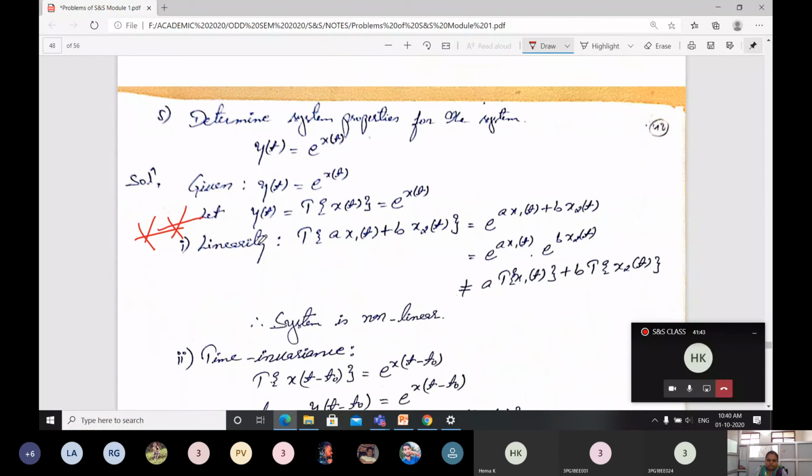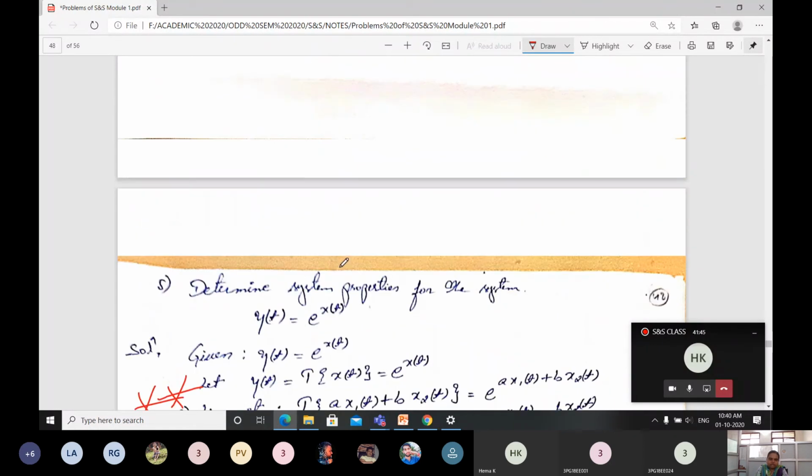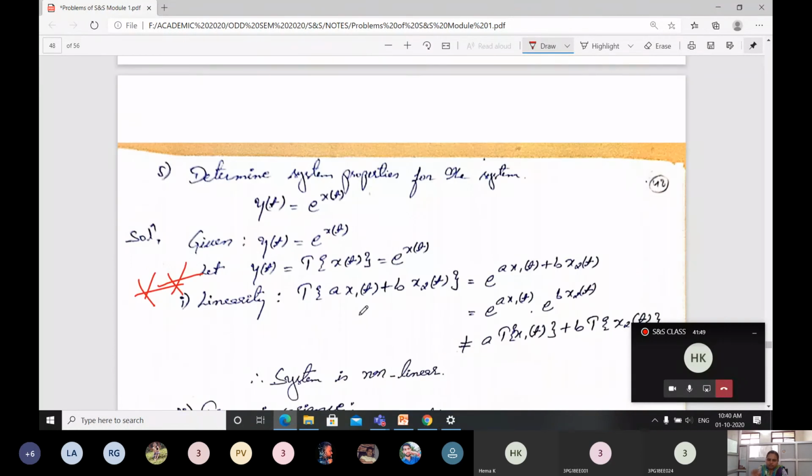Next problem, it is asked in the exam. Almost all these problems are asked in the exam. Just go through how to identify each property.